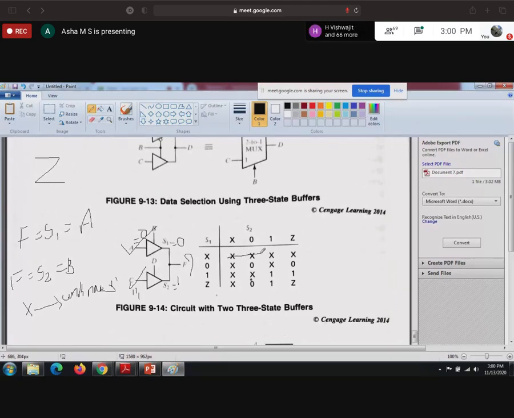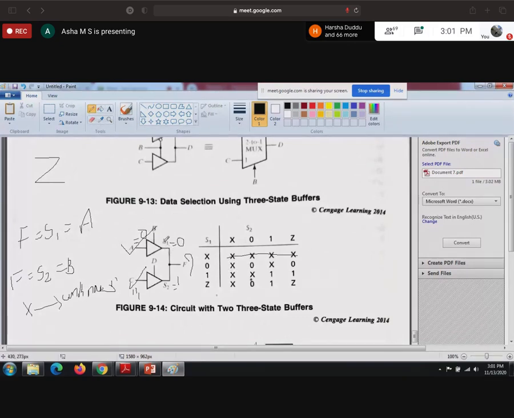The output is always unknown. Then S1 equal to 0 and S2 is unknown. When S1 is 0 and S2 is unknown, still F is unknown. Okay.